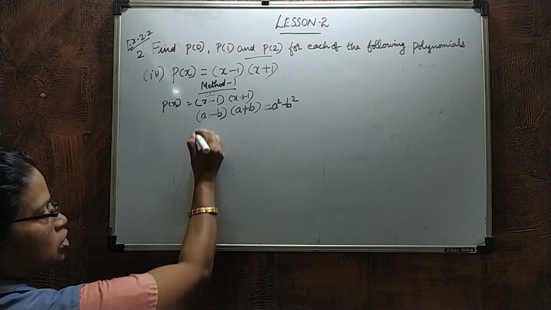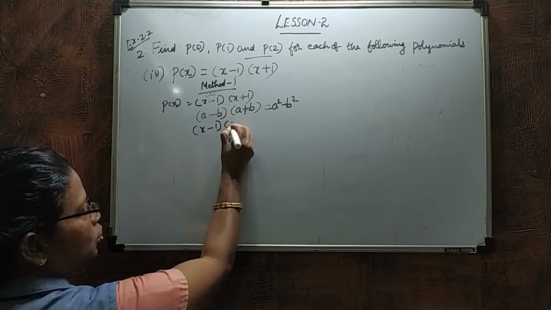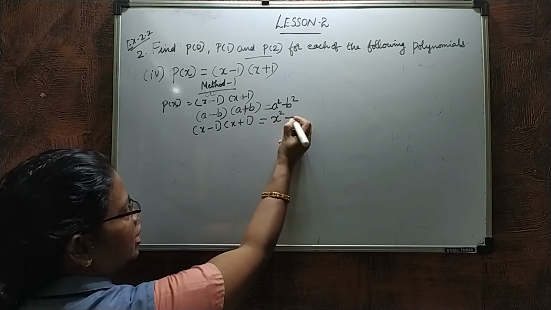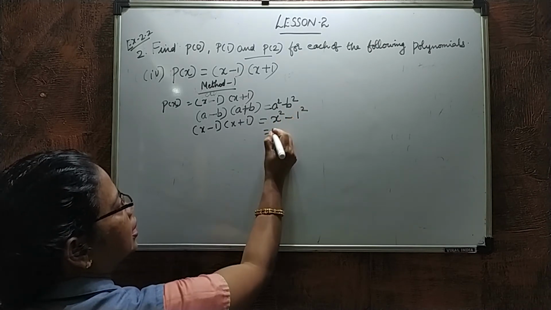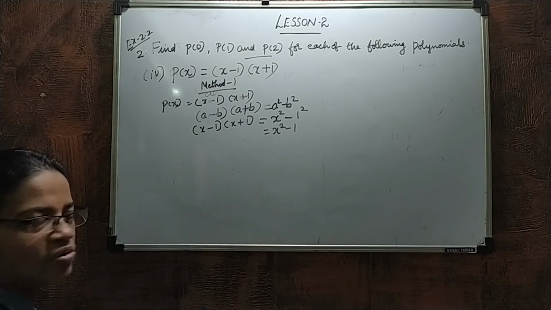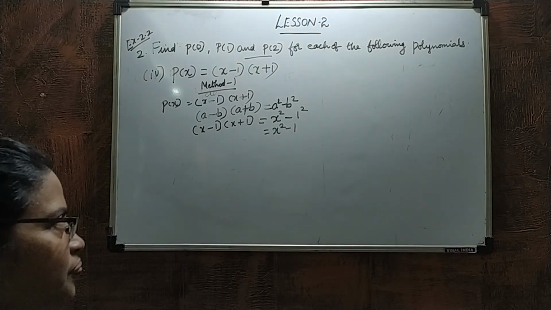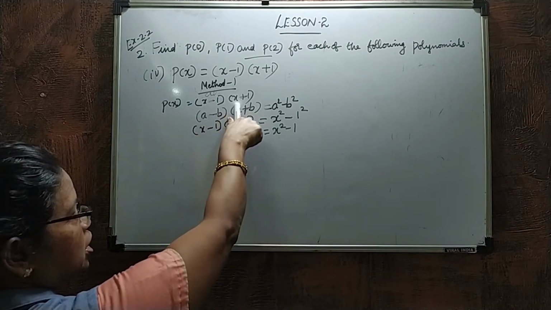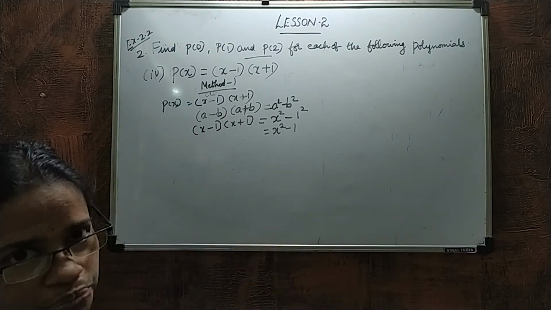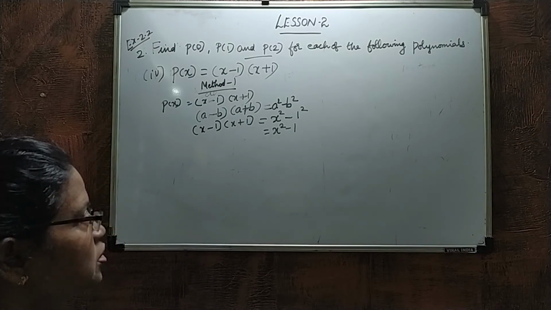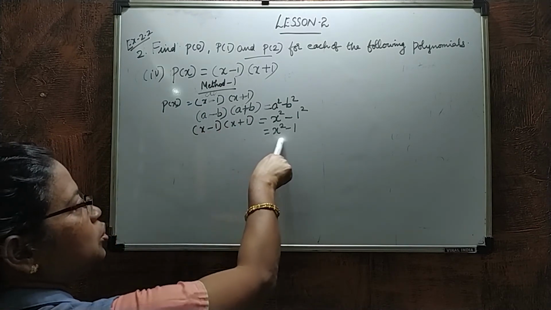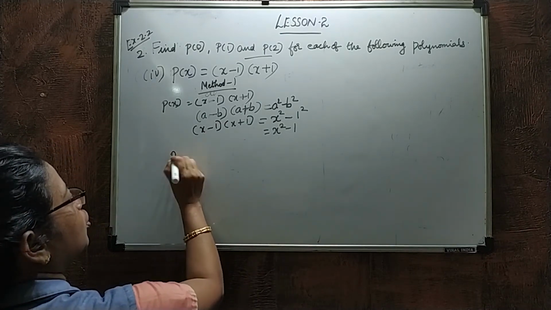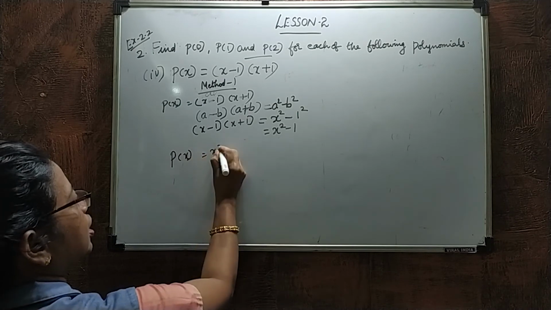Just substitute it. So, x minus 1 into x plus 1 equals x square minus 1 square equals x square minus 1. 1 square means 1 into 1, 1. So, what you can do is, substitute the numbers here also, the numbers which are going to be substituted in this P of x. Okay. We will start now. So, P of x is equal to x square minus 1.